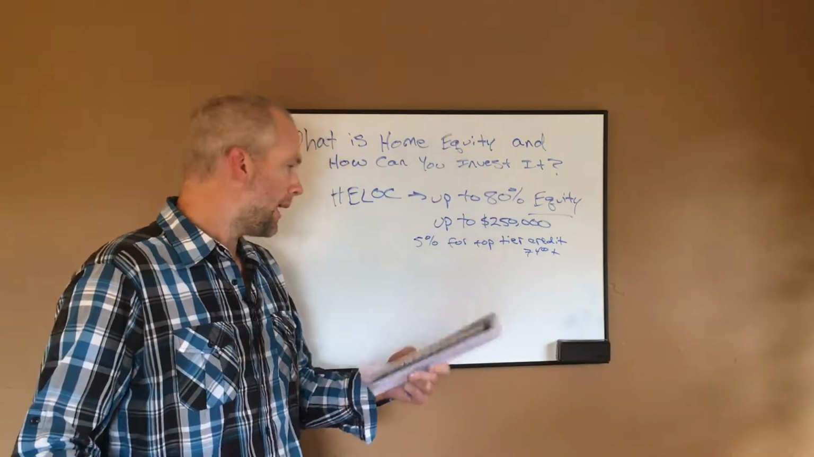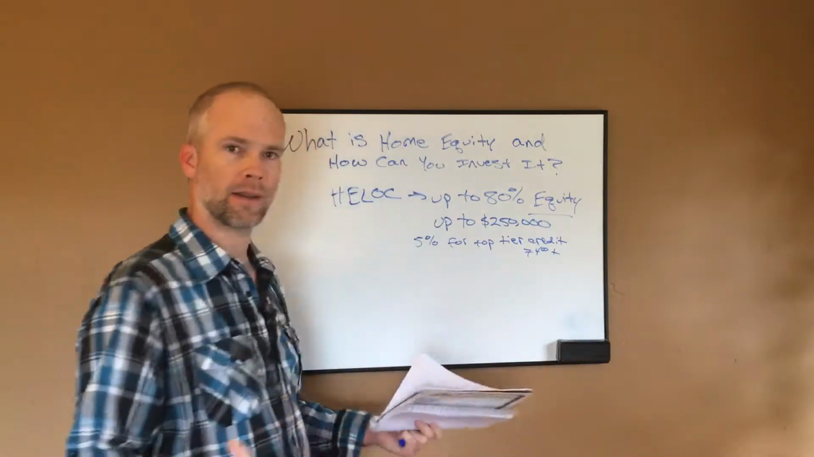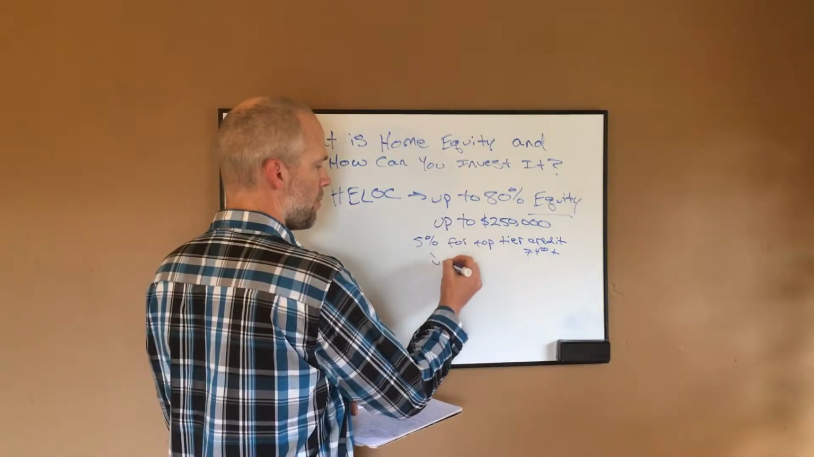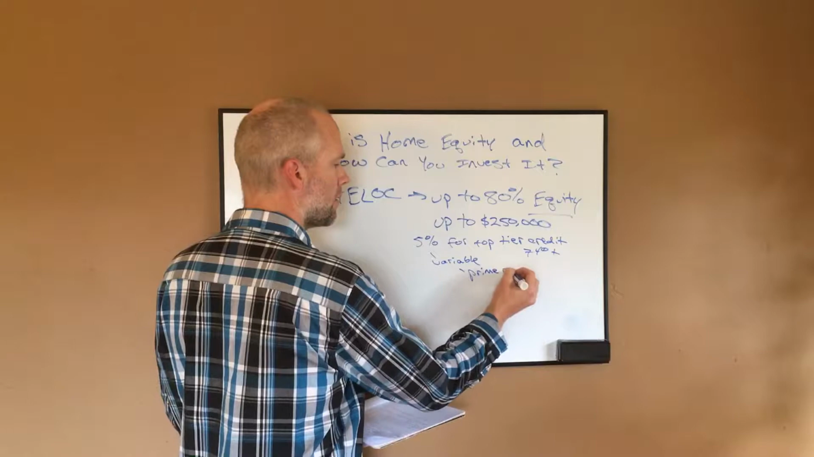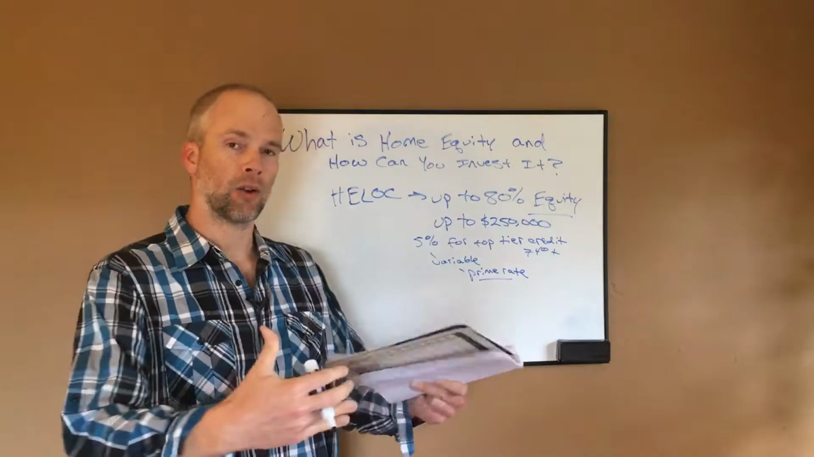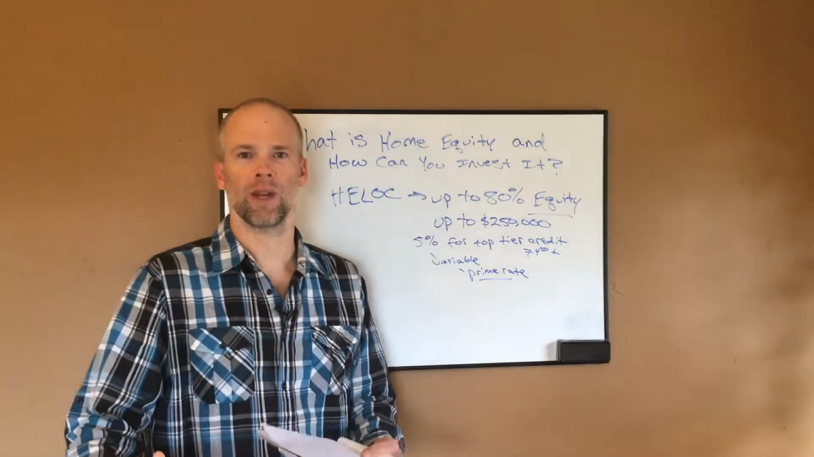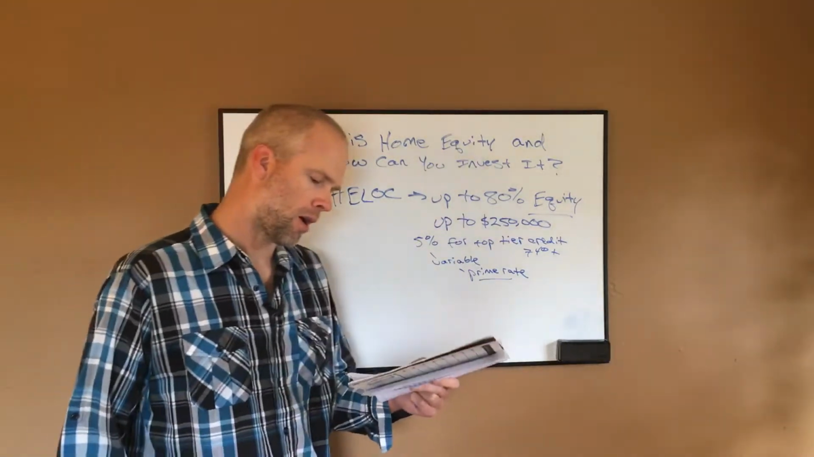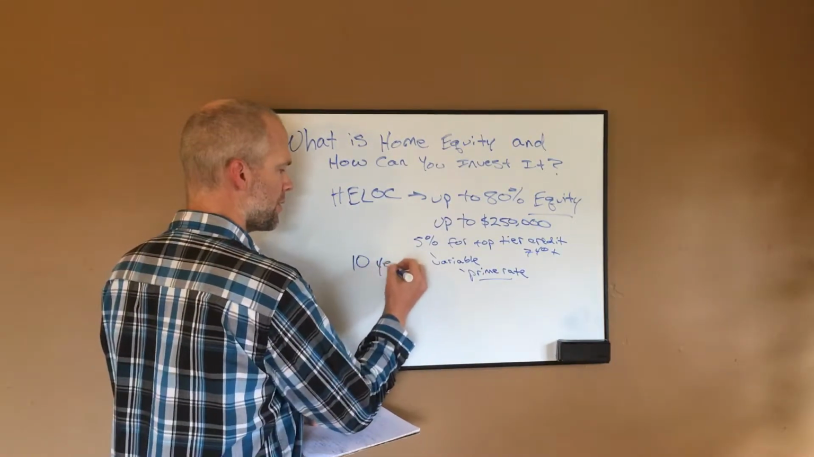Now also, I want to note this interest rate here. This is variable, right? This isn't fixed. Like your mortgage was probably fixed for 30 years. This is variable, okay? And it's tied to the prime rate. So when the Fed increases interest rates for banks, that will increase the interest rate for your HELOC. So that's something to note. It is variable. Now the typical term for a HELOC is 10 years.